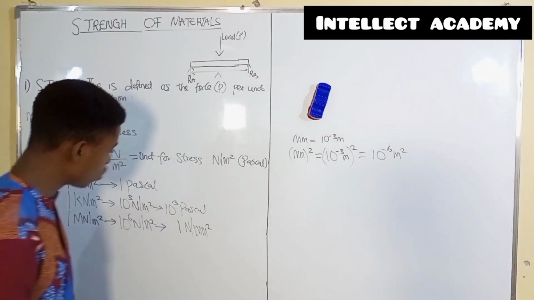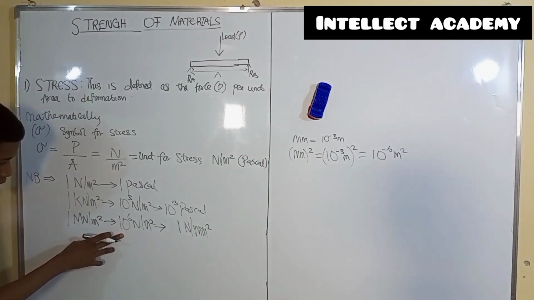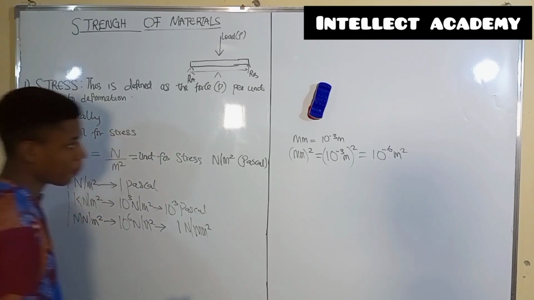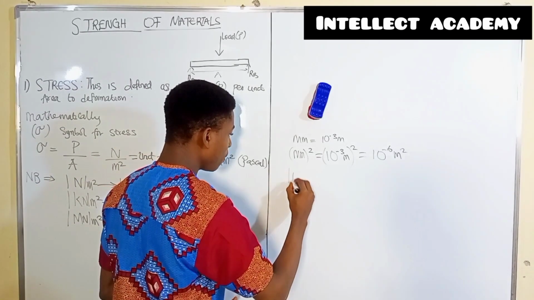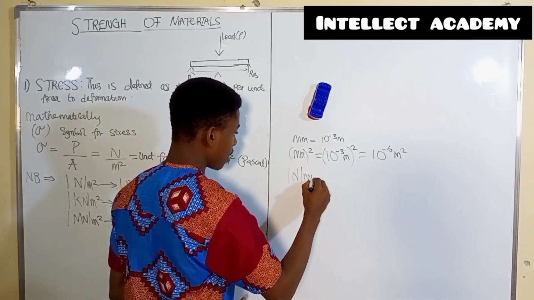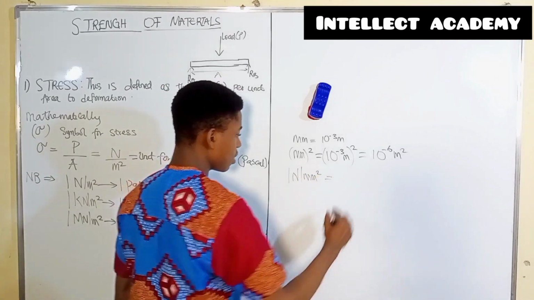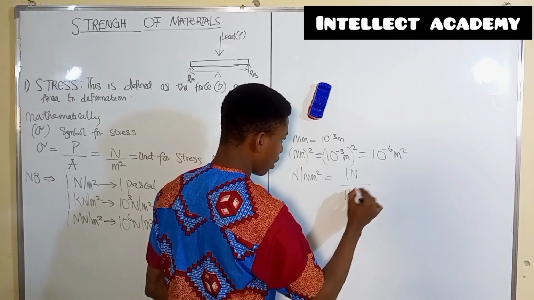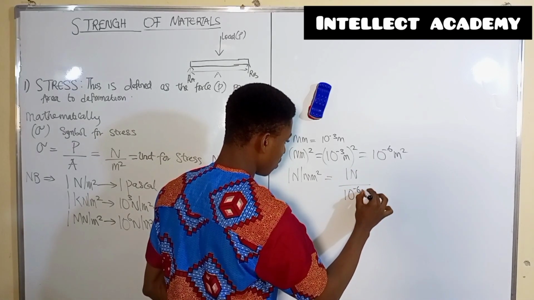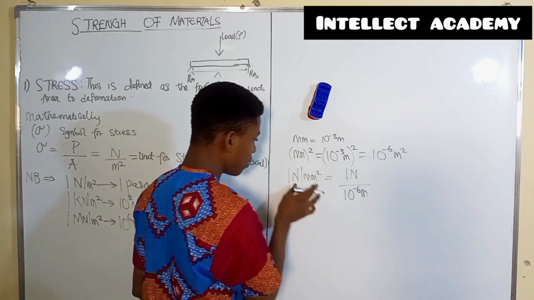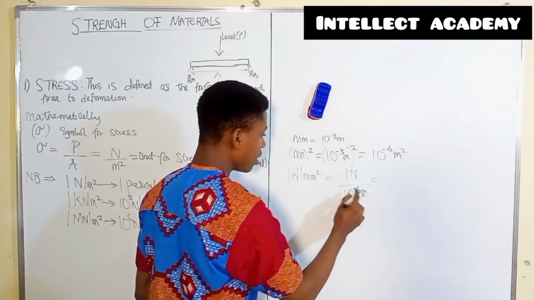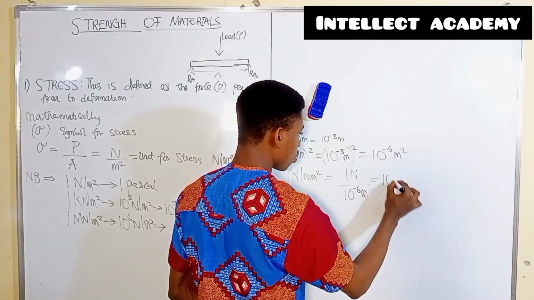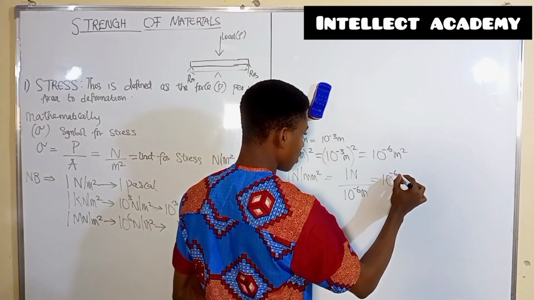So therefore, in a case where we have this, 1 Newton per millimeter square is the same thing as 1 Newton over 10 raised to the power negative 6 meters square. So when we bring this up, we're going to have 10 raised to the power 6.